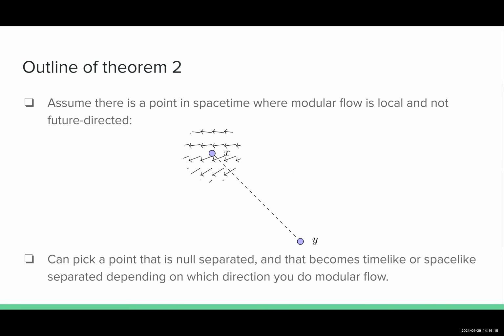All right. So we're going to look for a contradiction. We're going to assume that there is a point in spacetime where modular flow is local but not future directed. So for example, this point X has a little space-like vector field going near it. And let's assume that we're the vector field of a modular flow. Right? We're going to pick a point that's null separated. And it's going to have the property that if we do modular flow a little bit in the forwards direction, these points become space-like separated. And if I do it a little bit in the backwards direction, they become time-like separated.